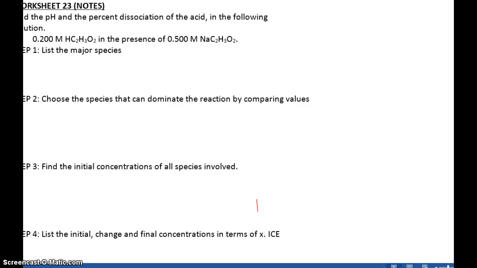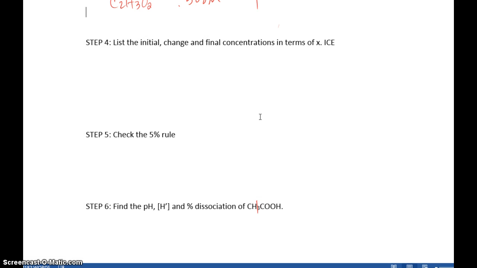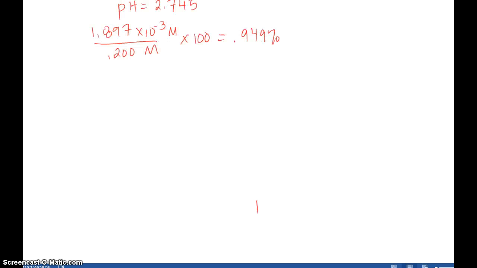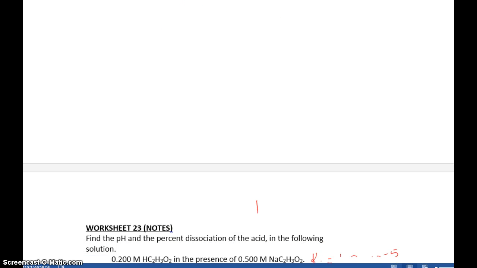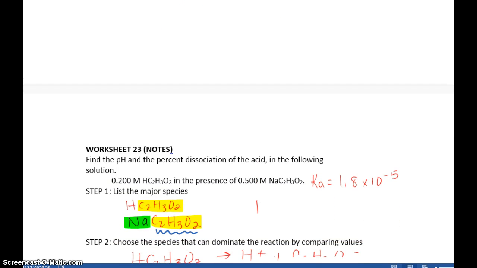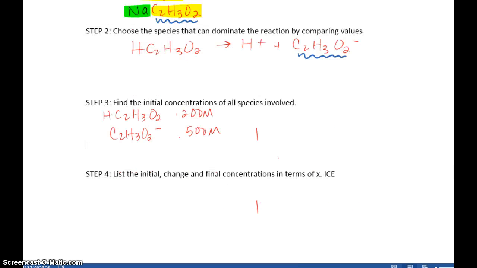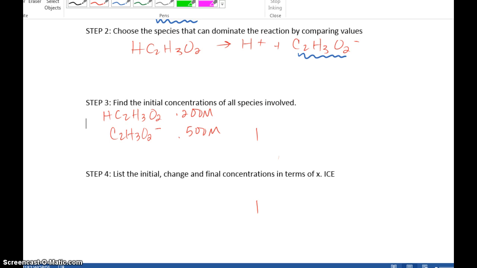Let's see. Okay, get back up to where our problem was there. Okay, here's our problem. So we do need to write this equilibrium expression. Give me my pen back.